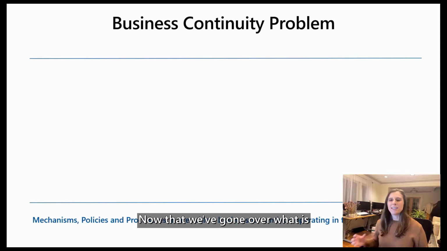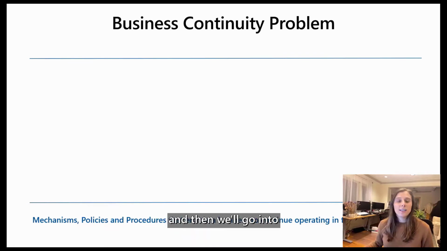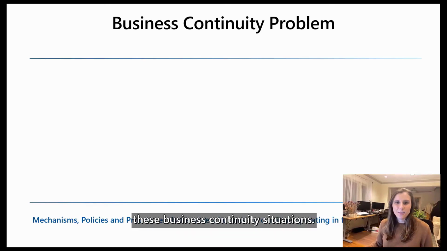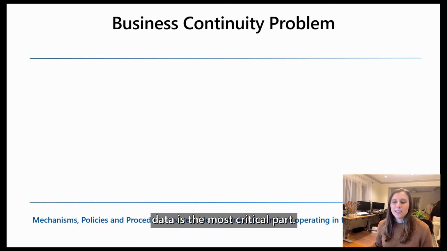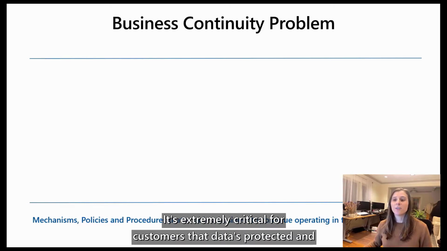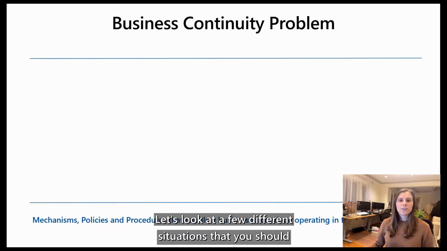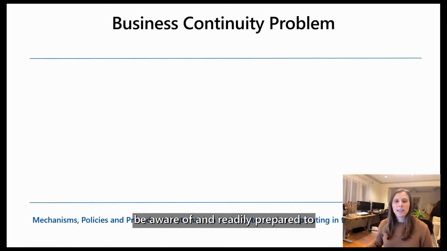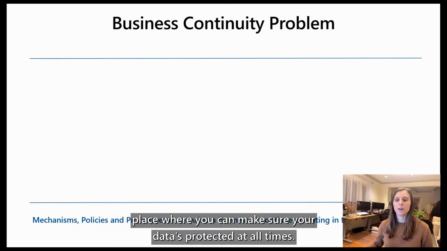So now that we've gone over what is Azure SQL and what are all the different options that exist under it, let's take a deeper look at business continuity and why it's important, and then we'll go into how high availability and disaster recovery address these business continuity situations. When it comes to really any kind of business application, data is the most critical part. Data absolutely cannot be lost at all costs. It's extremely critical for customers that data is protected and available at all times, irrespective of what happens. So let's look at a few different situations that you should be aware of and readily prepared to account for, and have a plan in place where you can make sure your data is protected at all times.